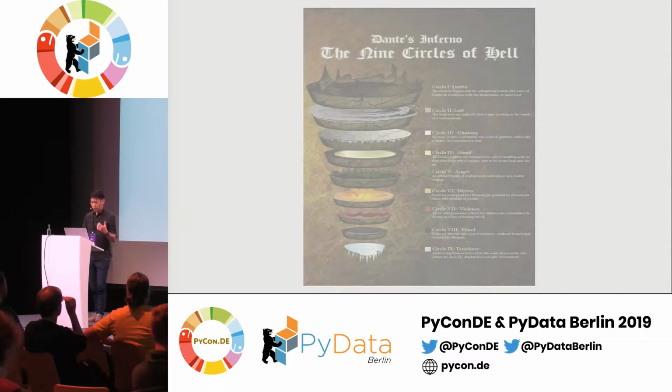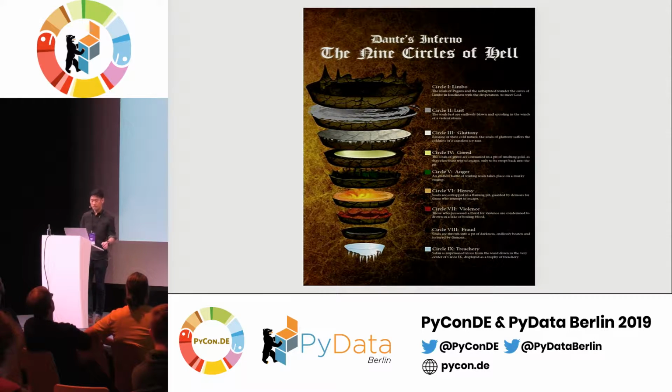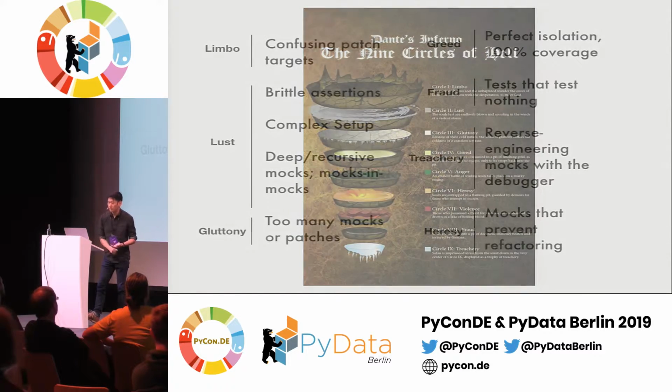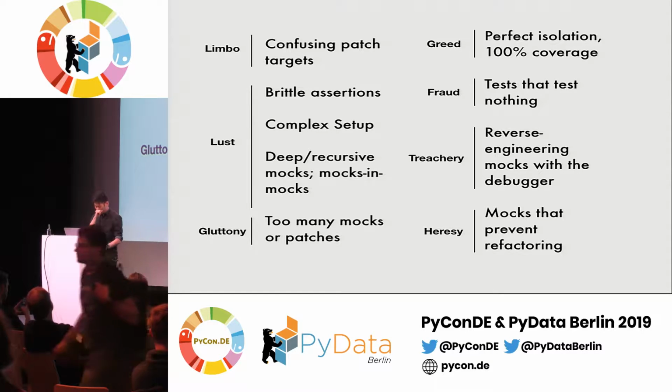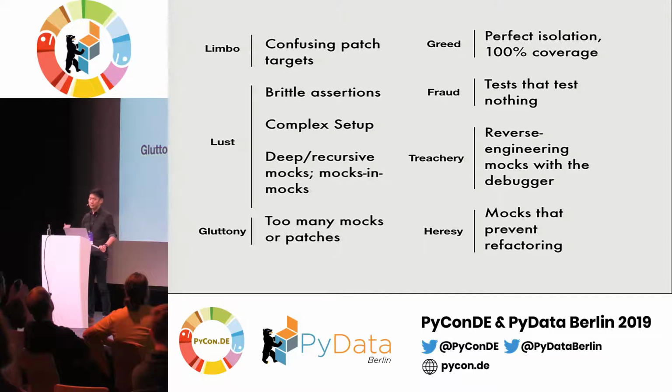So what am I talking about when I talk about mock hell? Just like Inferno, which has multiple levels of progressive torture, there are also different levels of problems with mocking. At the entry level, instead of limbo, you have things like confusing patch targets. Everybody deals with that the first time they start learning about mocking. Eventually, you figure it out, and it's not such a serious problem. As you get deeper into mocking and use it more, you'll start experiencing more of these other problems. So there are things like tests that test nothing because they're so overmocked.